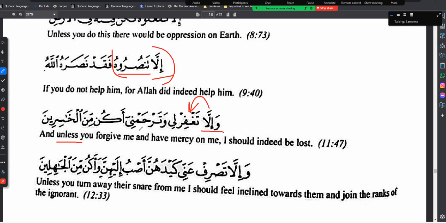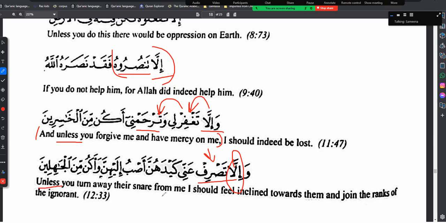وإلا تغفر لي وترحمني. Again, it's making this mudare as well majzoom. If unless you forgive me and have mercy on me, this is the shart part, I should indeed be lost. That is the jawab shart. And then we have wa illa tasrif. Again, illa, this is the conditional article because it's making the mudari after it majzoom. Tasrifu becomes tasrif, and the meaning is unless.